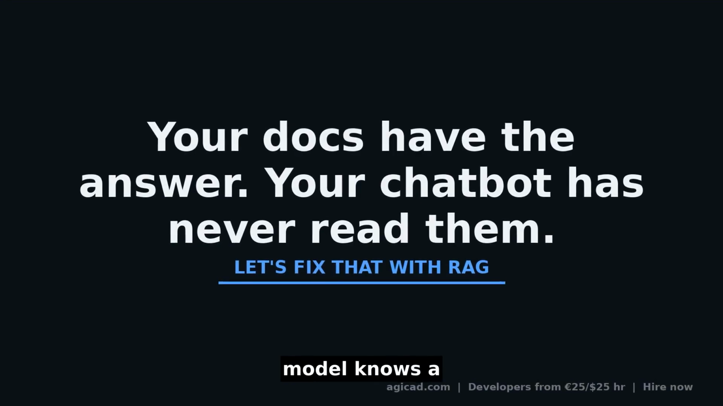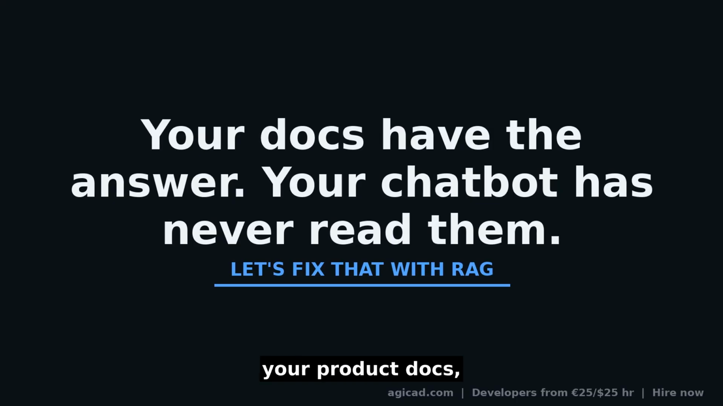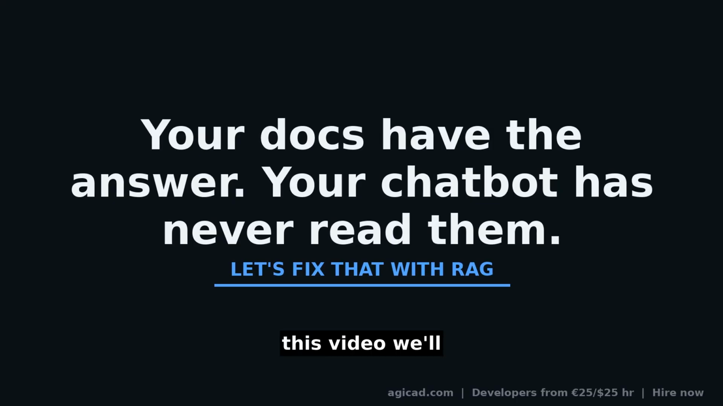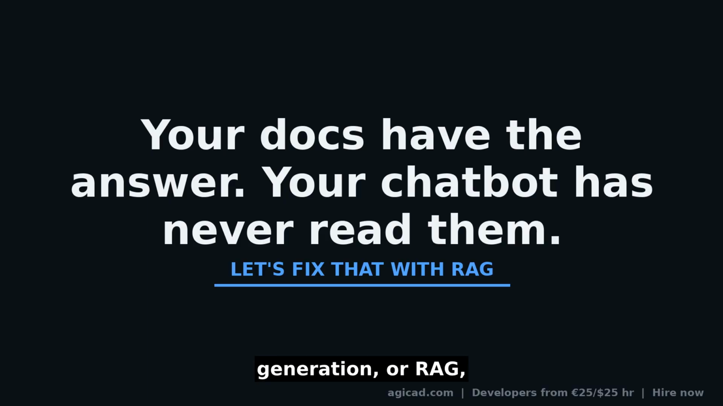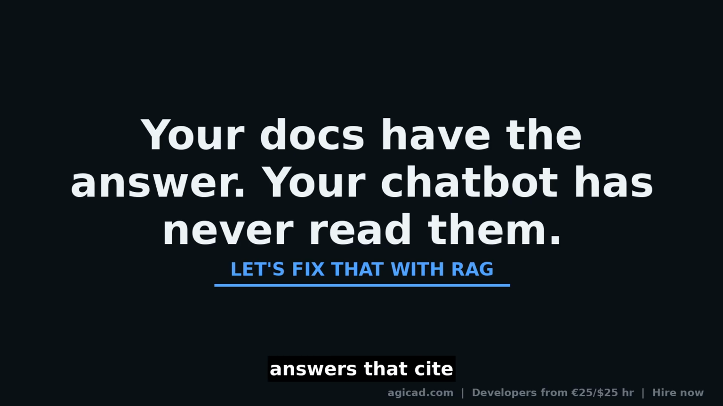A general AI model knows a lot about the world, but nothing about your world, your handbook, your product docs, your notes. In this video we'll fix that by building retrieval-augmented generation, or RAG, from scratch. By the end, you'll be able to ask plain English questions about your own documents and get answers that cite exactly which file they came from.